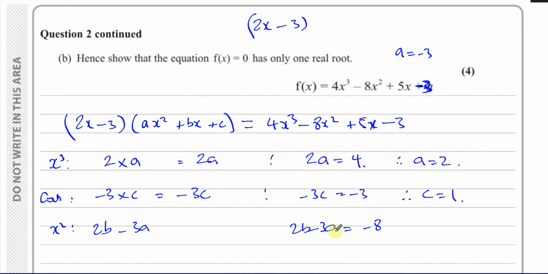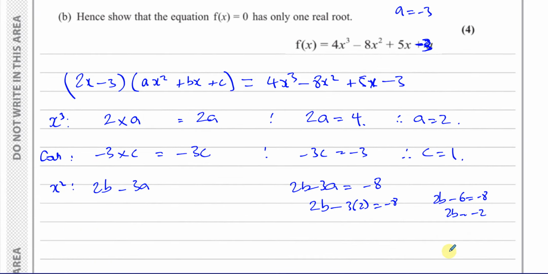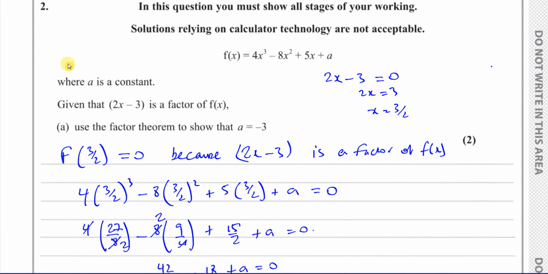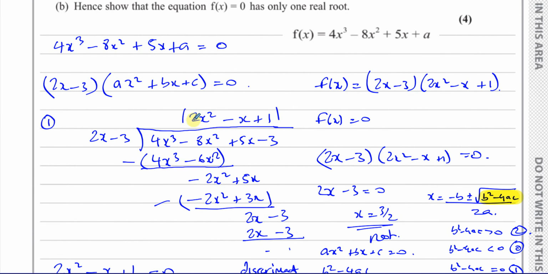And we already know that a is 2. So we can say 2b minus 3 times 2 equals negative 8. So 2b minus 6 equals negative 8. So 2b is minus 8 plus 6, which is going to be minus 2. So b is negative 1. Okay, so b is negative 1. So now we found what a, b, and c is. So we know that the quadratic here, that's multiplying 2x minus 3, is 2x squared minus x plus 1. Okay, and that's exactly what we found when we did the division.